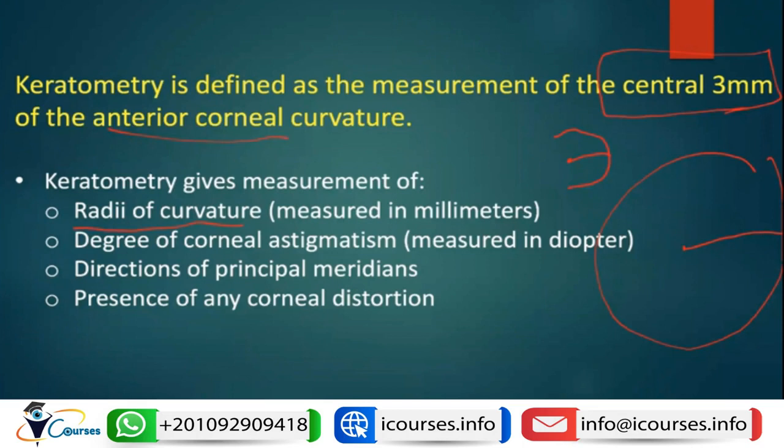By knowing the keratometric readings of the principal meridians of the cornea, like the vertical and the horizontal, or if it is not the vertical and the horizontal, the highest power and lowest power, and by subtracting the lowest power from the highest power, we can know the degree of corneal astigmatism. So the astigmatism of the cornea can also be measured by the keratometry, and this is in diopters. We can know the directions of the principal meridians, whether they are vertical, horizontal or oblique, so we can know if this patient has with-the-rule astigmatism, against-the-rule astigmatism or oblique astigmatism. And by the distribution of the mires, we can know if there is any corneal distortion.